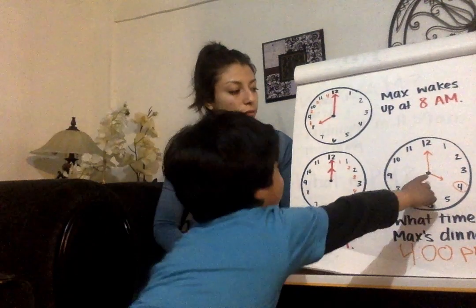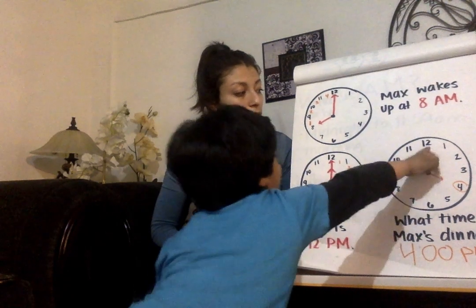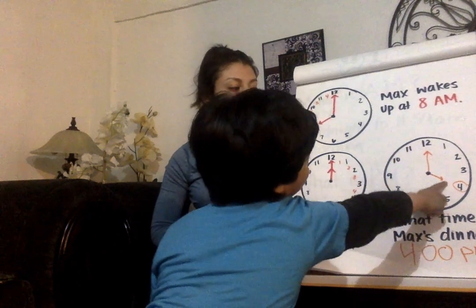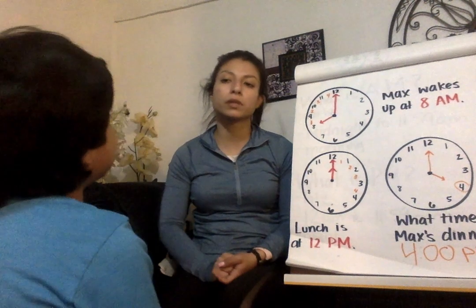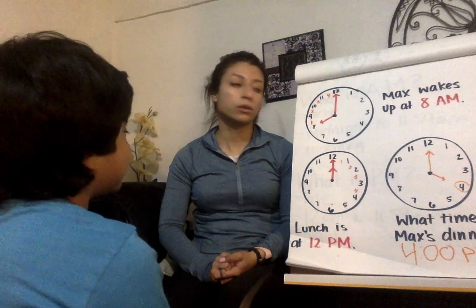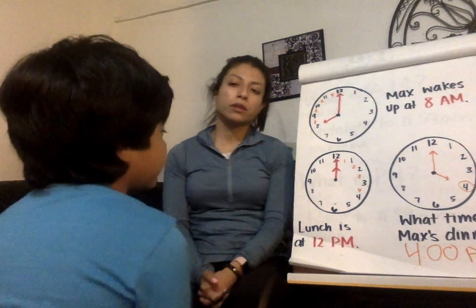4 o'clock. 4 o'clock. Why do you know that? Why do you say that? What's pointing to what? Can you show me on here on the paper? The big hand is pointing to the 12, and the little one is pointing to the 4. And if the big hand is pointing to the 12, what does the 12 mean? 0, 0. And do you have dinner in the morning or at night, Matthew?